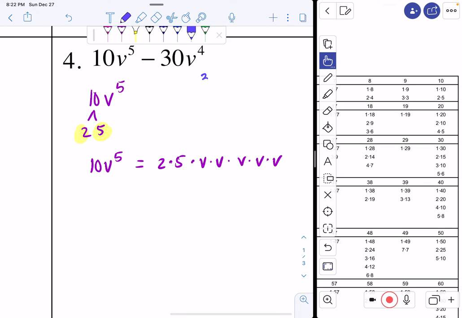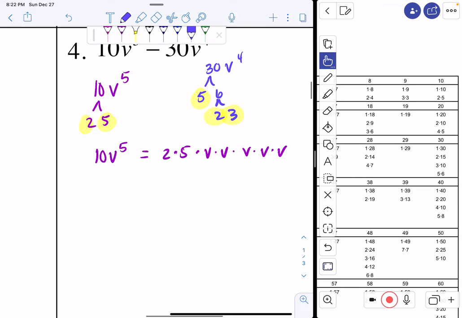So 1, 2, 3, 4, 5. Now I want to do my 30v to the 4th. Well, if you look, 30, I can do 2 and 15, 3 and 10, 5 and 6. Let's do 5 and 6. And I can break my 6 to be 2 and 3. Highlight your primes. So 30v to the 4th is equal to 5 times 2 times 3. I'm going to write 4 v's this time. So 1, 2, 3, 4.